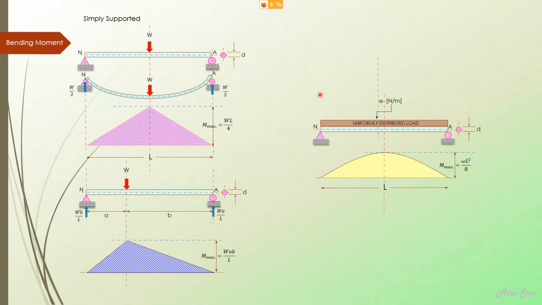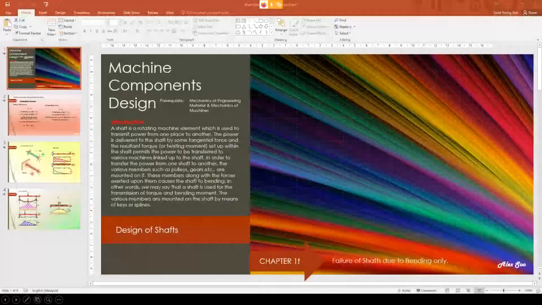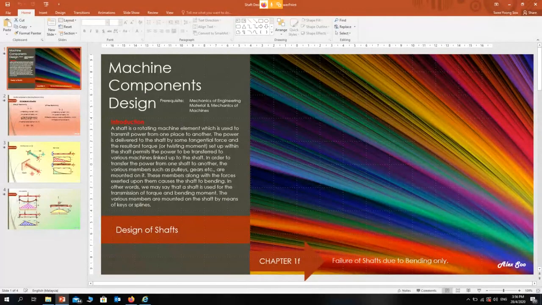Now, if it's not a point load, what about the shaft self-weight, that is, the omega or uniformly distributed load? Then the maximum bending moment is based on omega L squared over 8. Again, it is different from W: W is in Newton, and omega here is in Newton per meter. So in this case, it's omega L squared over 8, not omega L squared over 2. That is for cantilever; this is for simply supported. That's all for this part. Hope you all understand.